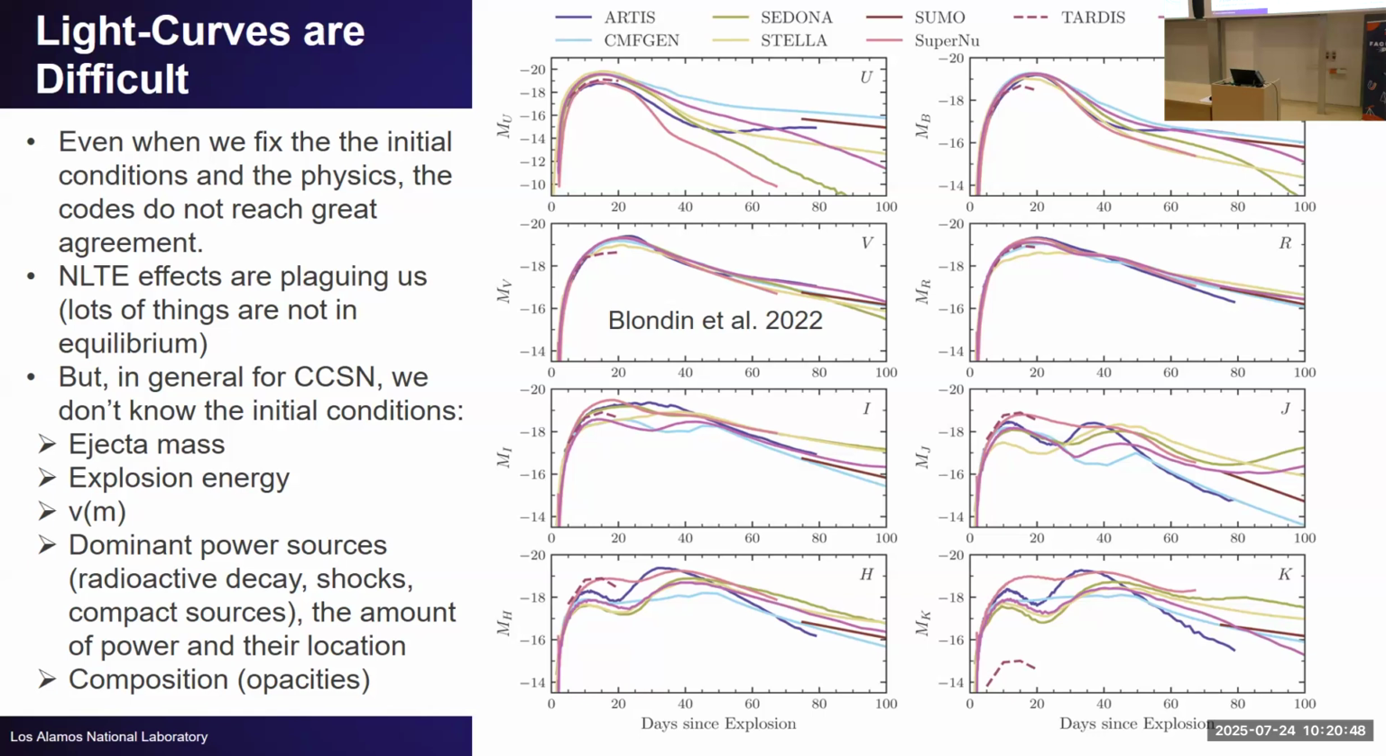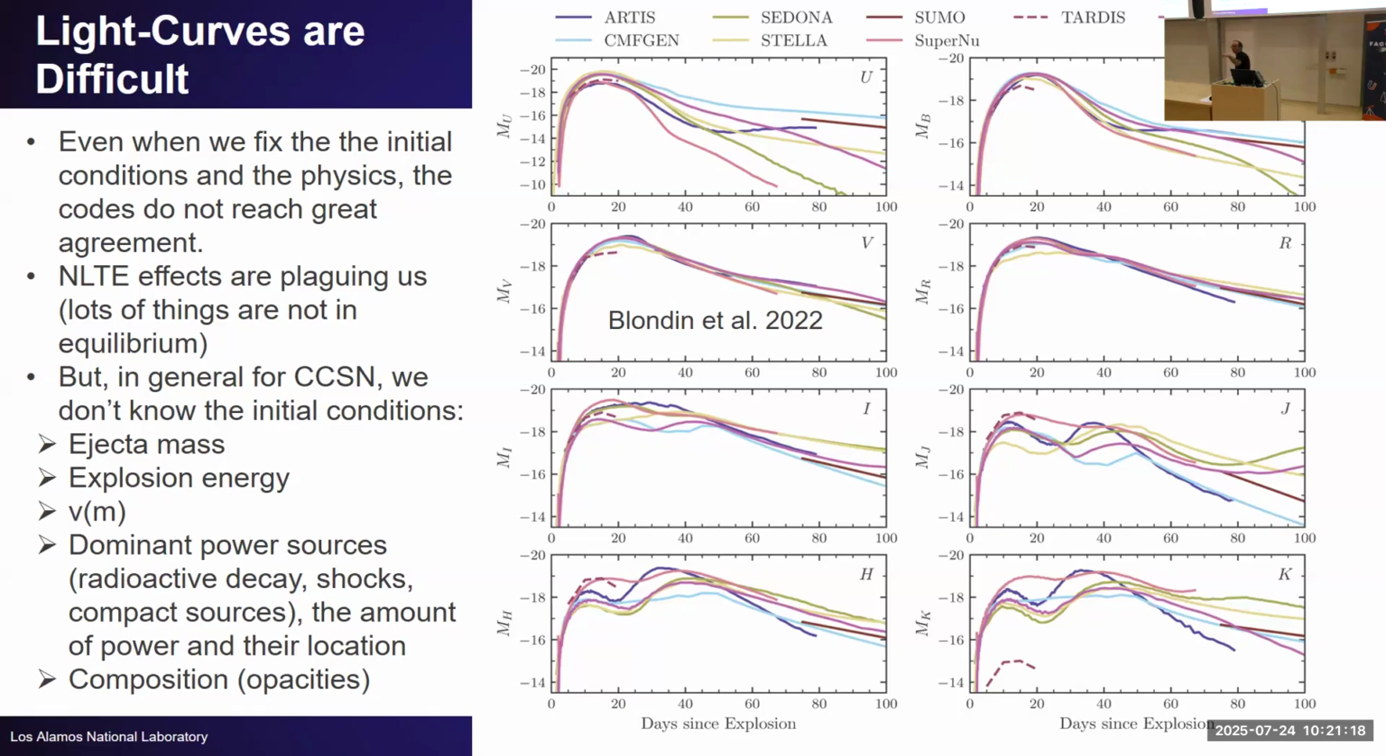We were off by a factor of 20 on the mass of the star that we were fitting to this light curve. This kind of thing is one of the difficulties we're having. The uncertainties are not just that. We don't really know the initial conditions. It's not just the ejecta mass and the total energy. It's how you distribute that ejecta mass: how much mass is going at this velocity versus that velocity?